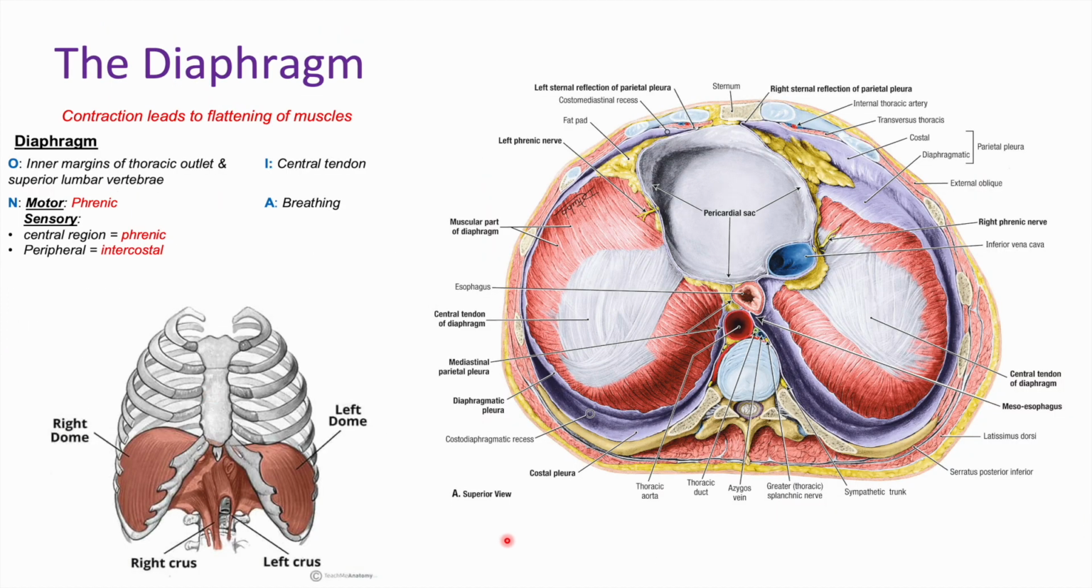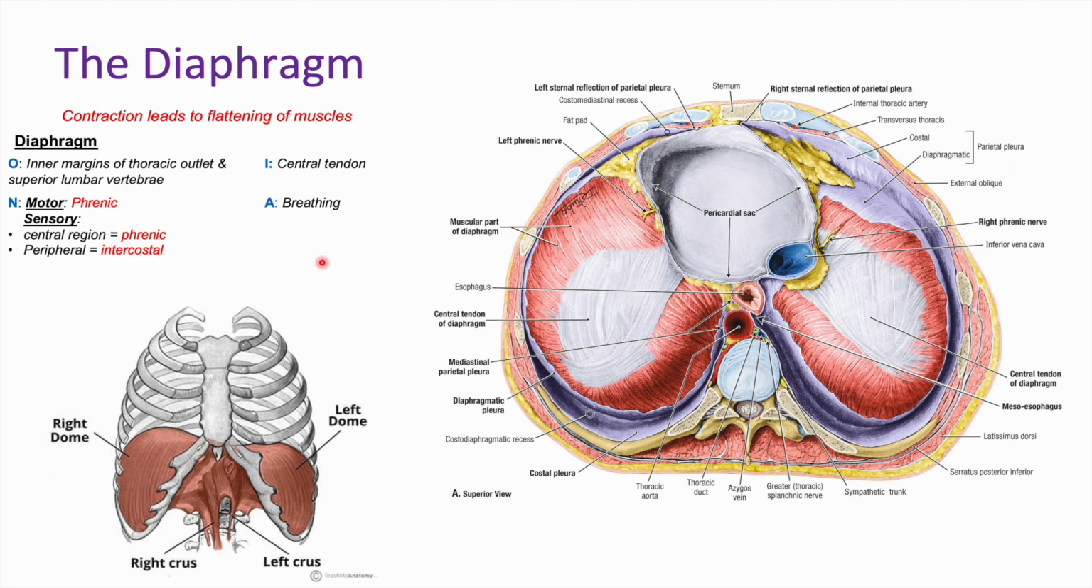And so another really important muscle that we want to look at is the diaphragm. And the diaphragm is a really important muscle for breathing. It's going to be this weird shaped muscle that's kind of lining the inferior boundaries of the thorax. It's going to originate at the inner margins of the thoracic outlet and the superior lumbar vertebrae. It's going to insert on this central tendon that you can kind of see wrapped around here. And the muscle does continue around here and have this middle section, but it's blocked off in this picture.